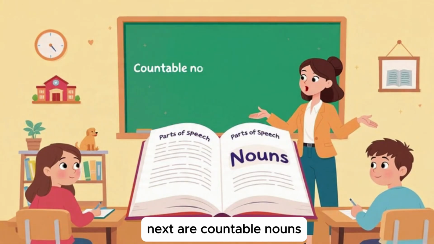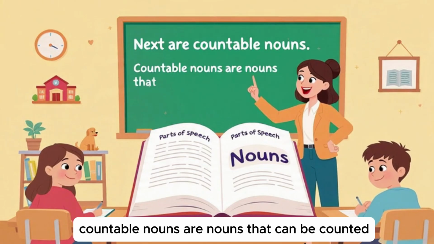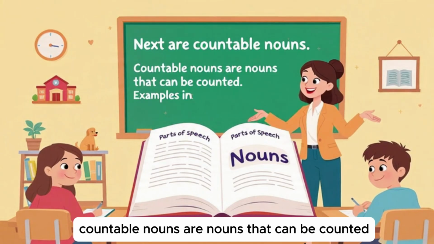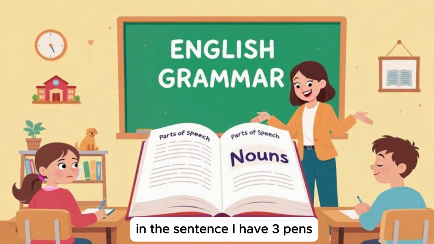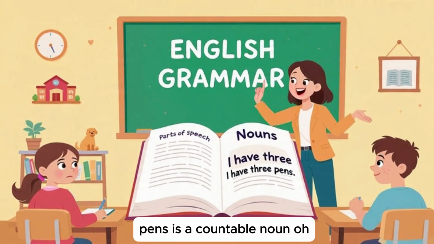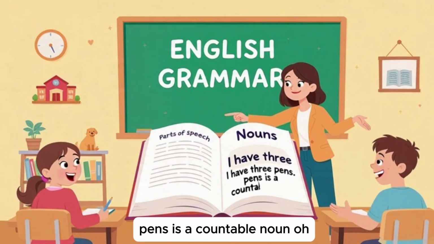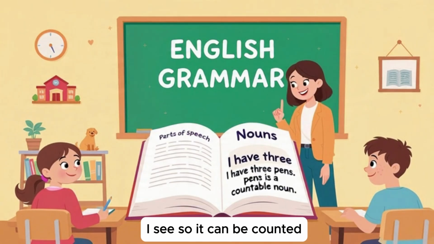Next are countable nouns. Countable nouns are nouns that can be counted. Examples include one pen. In the sentence, I have 3 pens, pens is a countable noun. Oh, I see, so it can be counted.